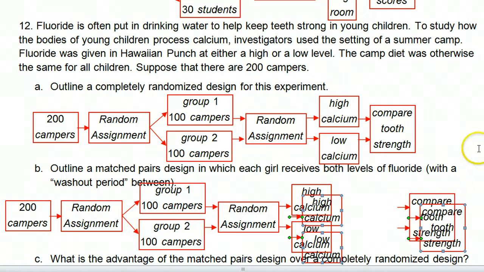Language arts training is in D105 at 3:45.